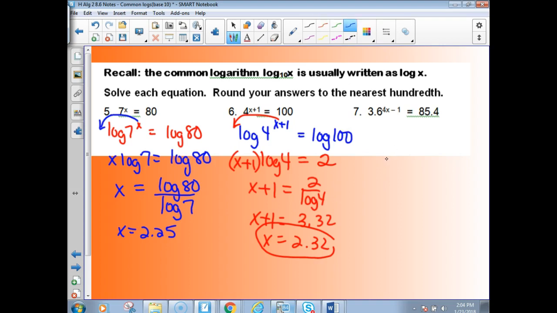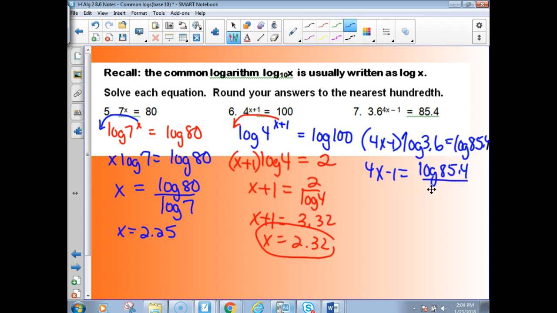Okay, do you mind if I go ahead and put the exponent out front on the next one right away? If you don't understand what I'm doing, please tell me. So I'm going to do 4x minus 1 times the log of 3.6 equals the log of 85.4. So 4x minus 1 equals the log of 85.4 divided by the log of 3.6.